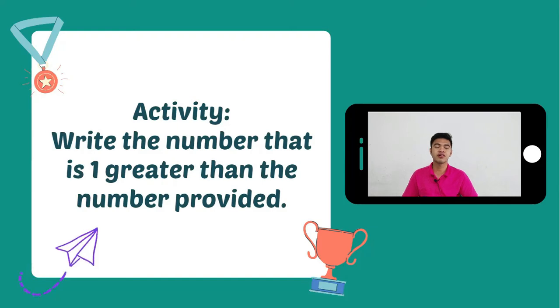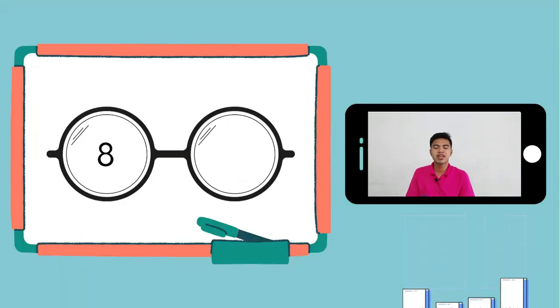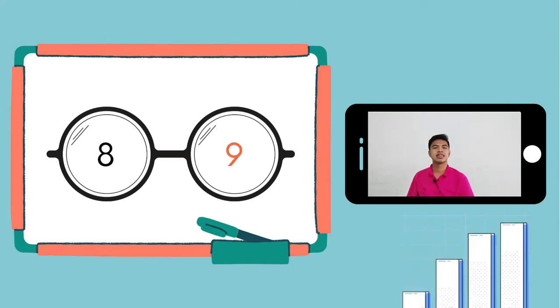Alright, so for our next activity, we're going to write the number that is 1 greater than the number provided. We're going to plus 1 to the number that is given. So here we have number 8. So what is 1 greater than number 8? Very good. We're just going to plus 1 on it. So 8 plus 1 equals 9. So we're going to write 9 on our book.